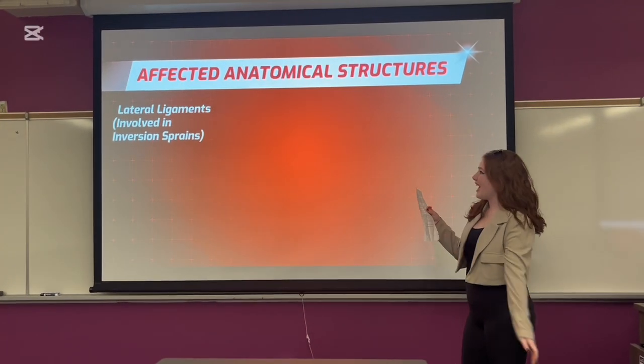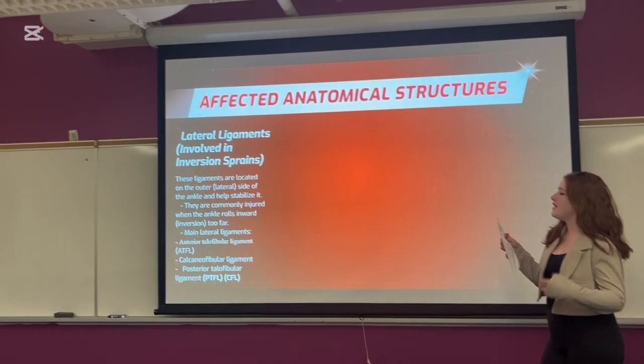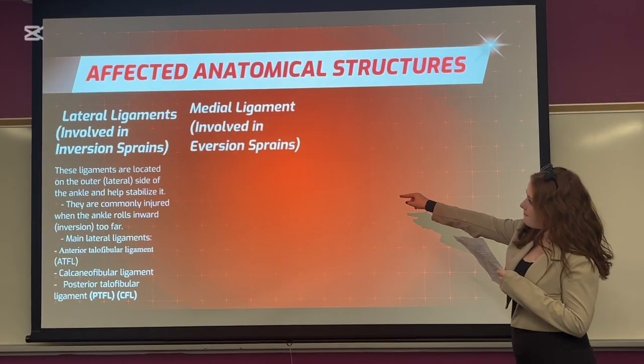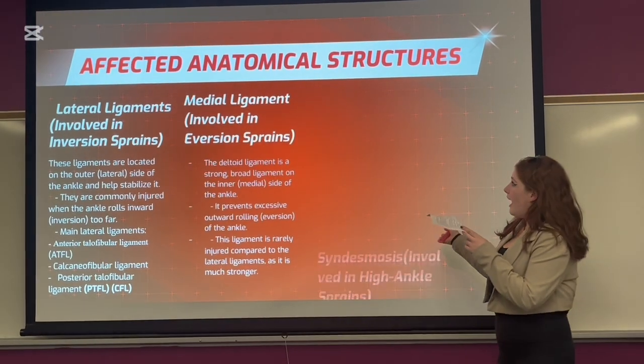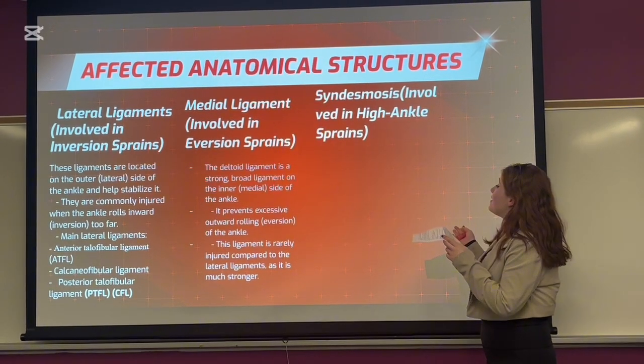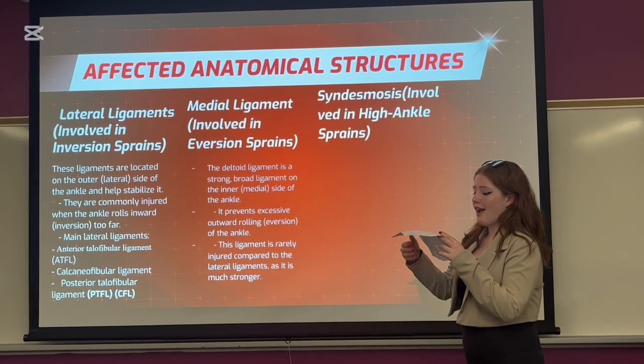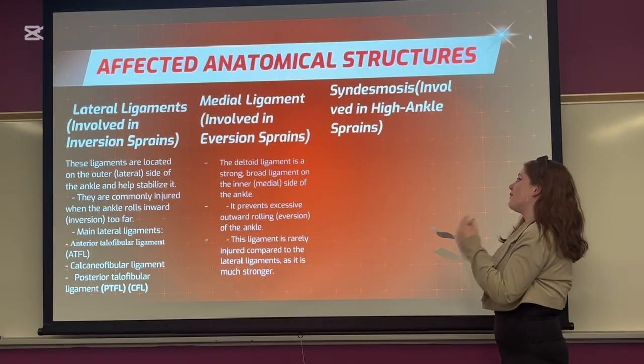Okay, so we have the lateral ligaments. This is involved in inversion sprains. Then we have the medial ligament. That's involved in the eversion sprains we just talked about. Then we have the syndesmosis, something I can't pronounce, and that's involved in the high ankle sprains.